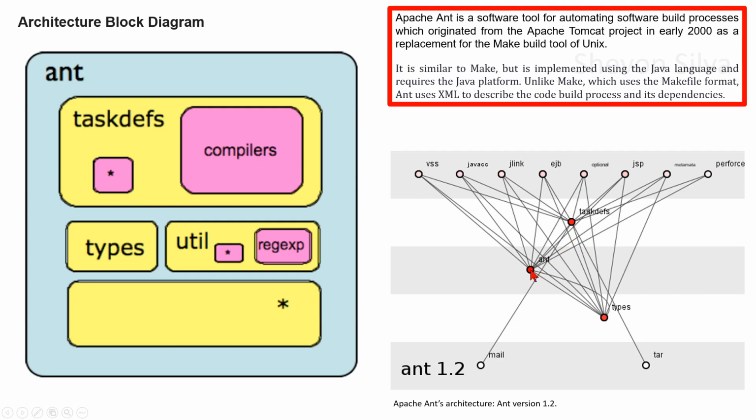Ant interacts with Taskdefs, types, VSS, JavaCC, JLinks, EJB, optional, JSP, meta, perforce. Here types interacts with Taskdefs and VSS, JavaCC, JLink, EJB, optional, JSP, meta.